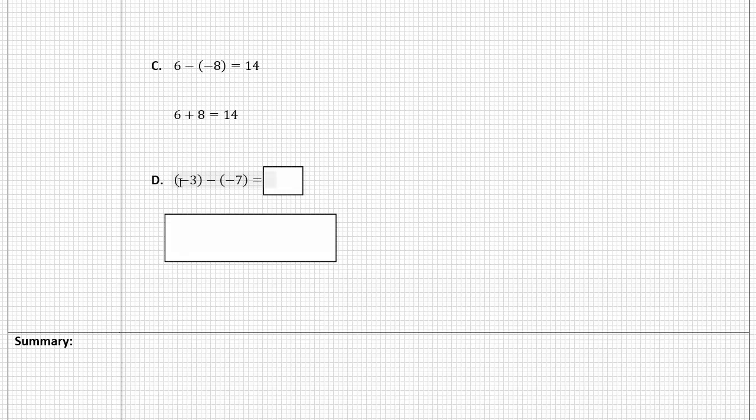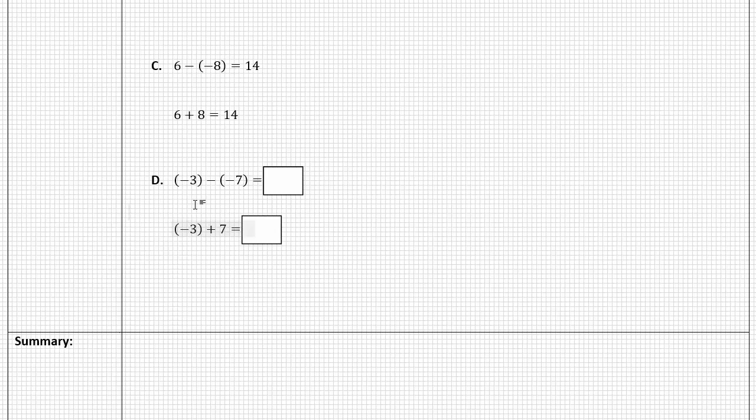Let's take a look at our last one. For our last example, we have negative 3 subtract negative 7. So again, you could use what you know about the number line, or perhaps it's easier to think about it as the opposite addition problem. Keep the first number, change it from subtraction to addition, and change the sign of the 7 from negative to positive. Negative 3 plus 7.